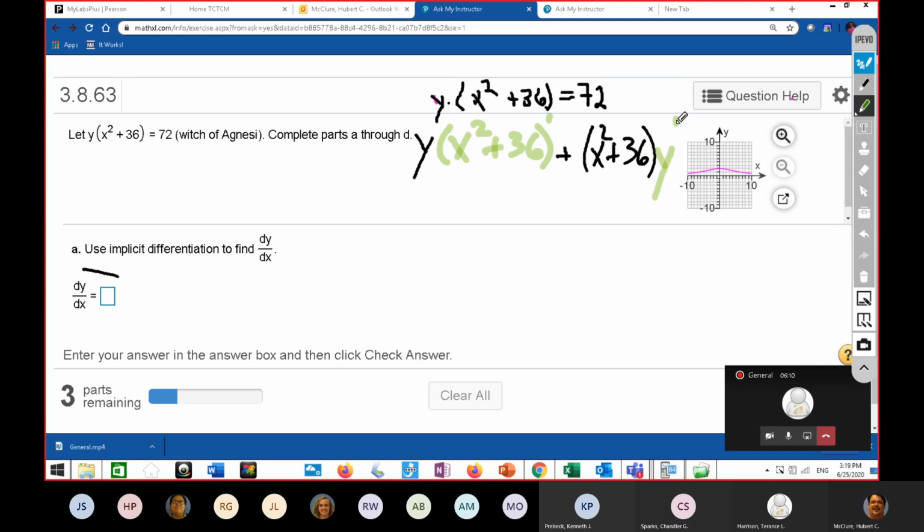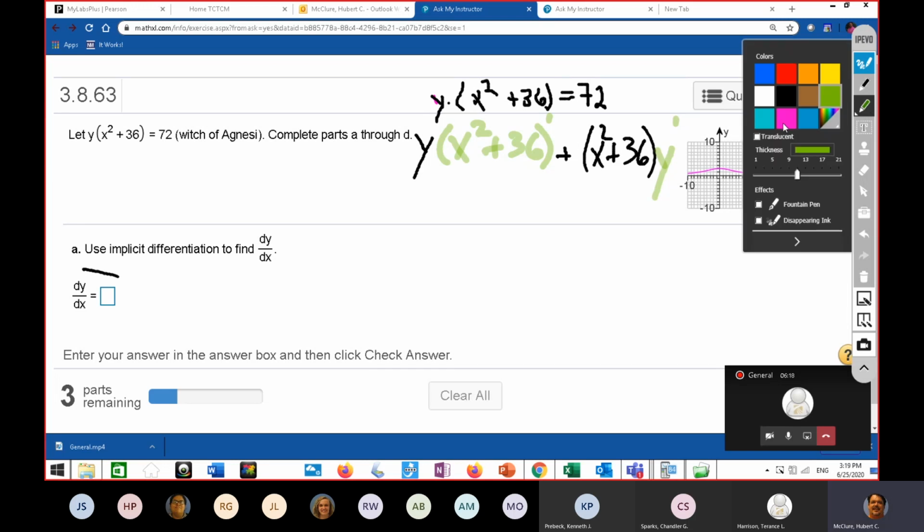So I'm going to change that color to magenta and not translucent. There we go. And make it a little bit smaller. There we go.